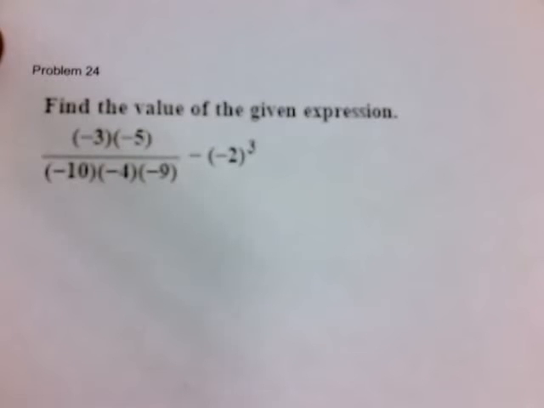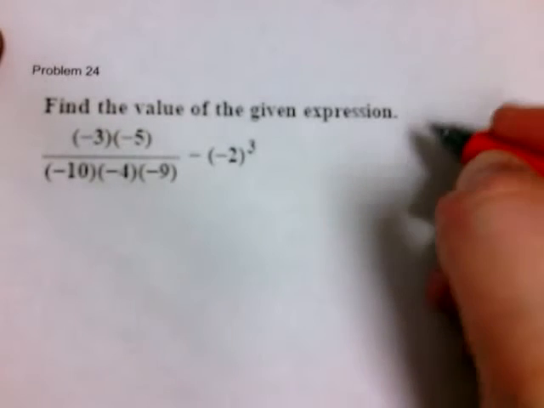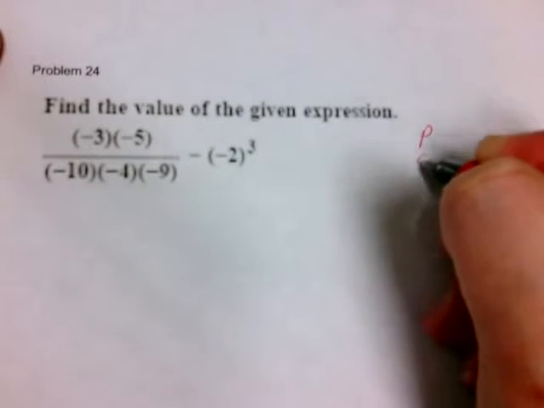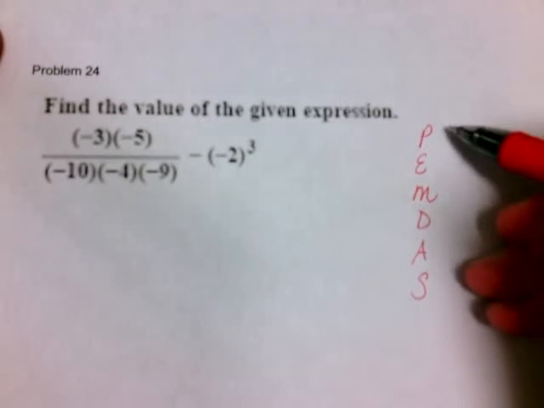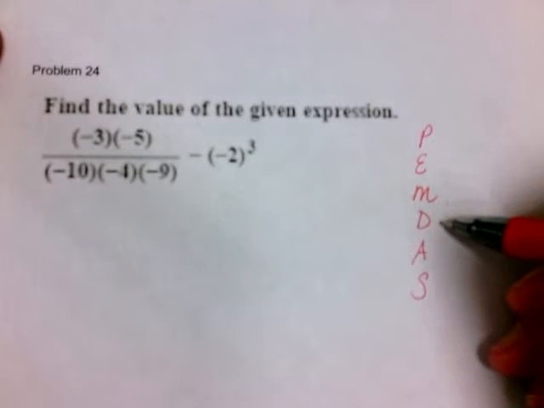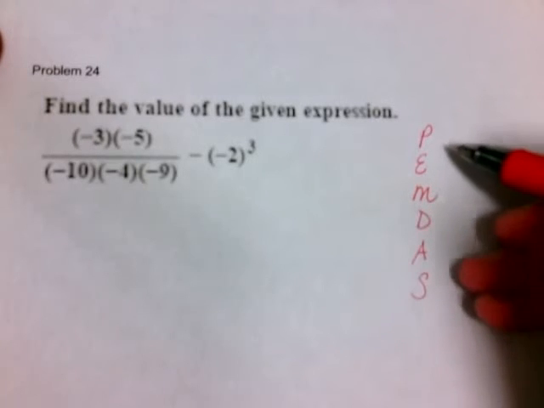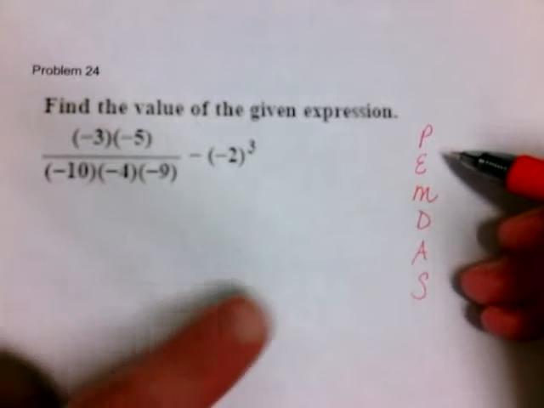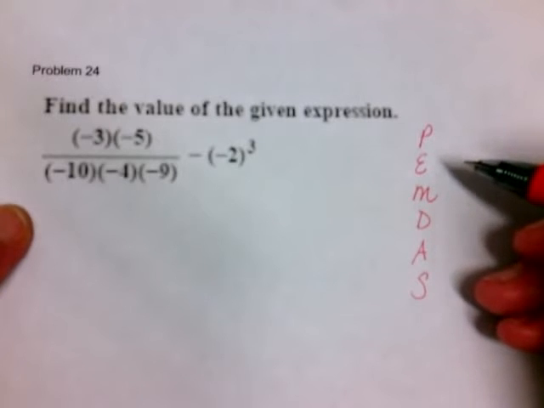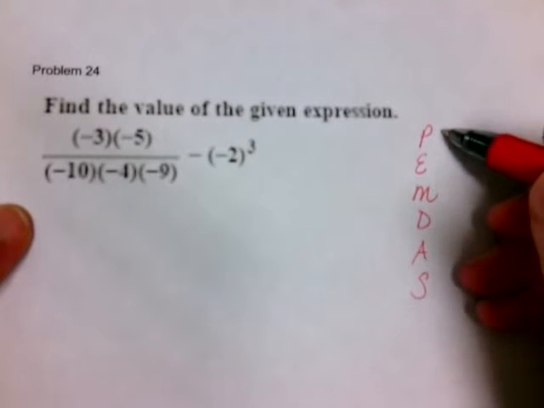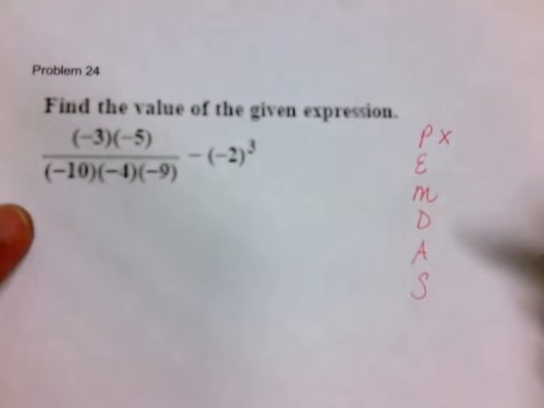This problem asks us to use the order of operations to find the value of this expression. So we'll use Please Excuse My Dear Aunt Sally, or parentheses, exponents, multiply, divide, add, and subtract. Let's start with parentheses. I see lots of parentheses in this problem, but if you'll notice, in the parentheses there's only numbers, not adds or subtracts or multiplies or divides. So I'm actually going to skip the parentheses step.